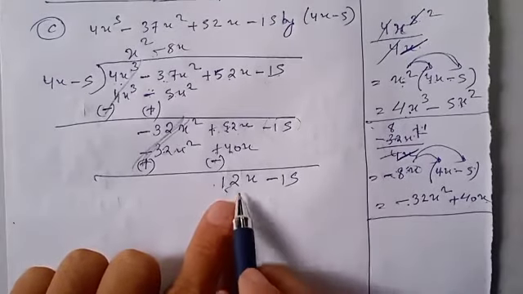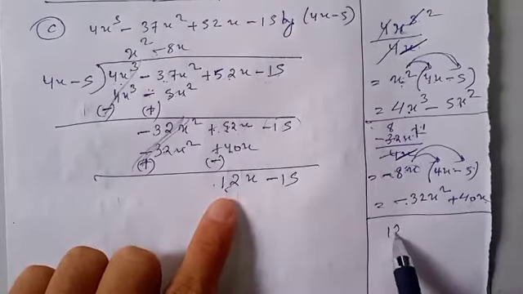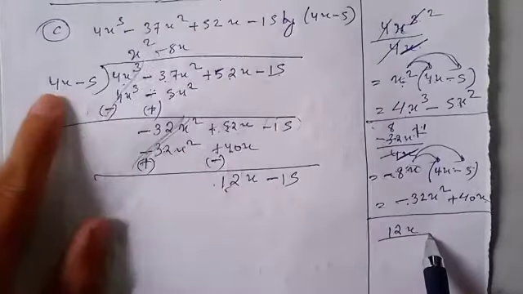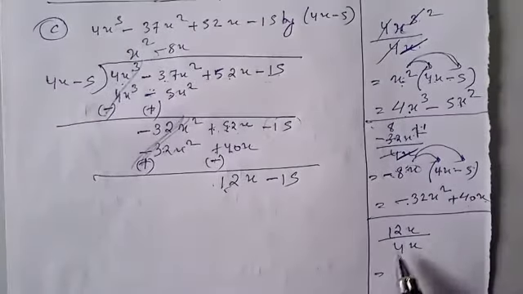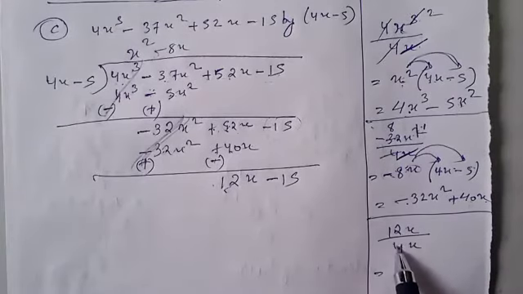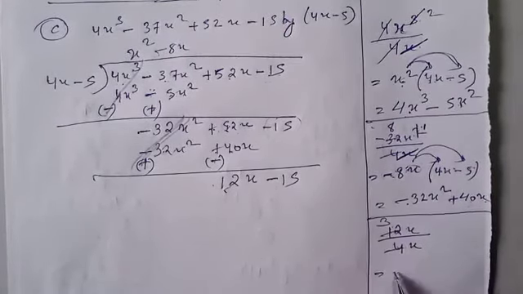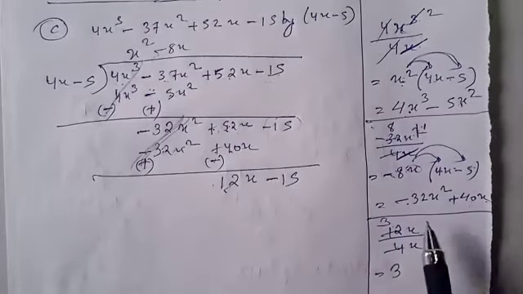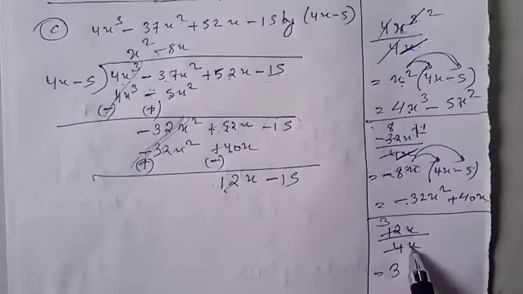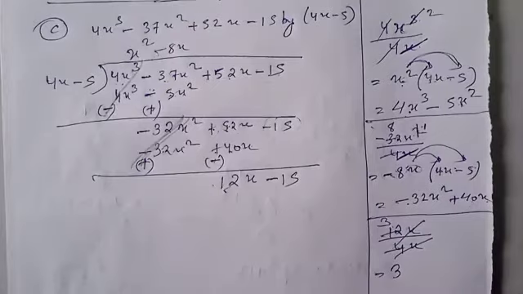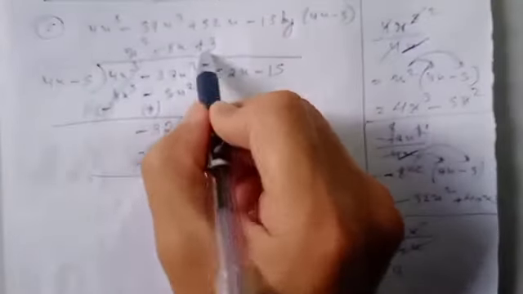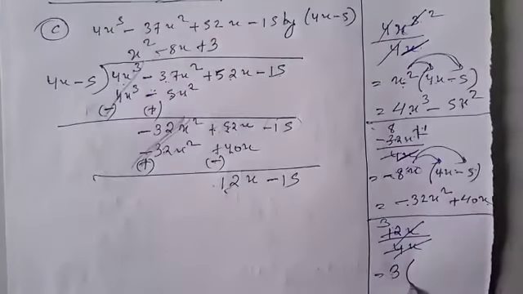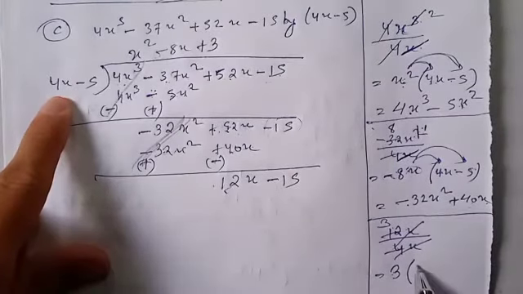Okay, last one. Again, we take the 12x divided by the first term 4x, okay? Now the sign is plus, let's see the numbers: we have 12 and 4. 4 into what number is 12? 4 threes are 12, so you write here 3. What about the x? Numerator we have 1x, denominator we have 1x, so x and x we can cancel. We have only 3, so plus 3. Here we write plus 3, okay?